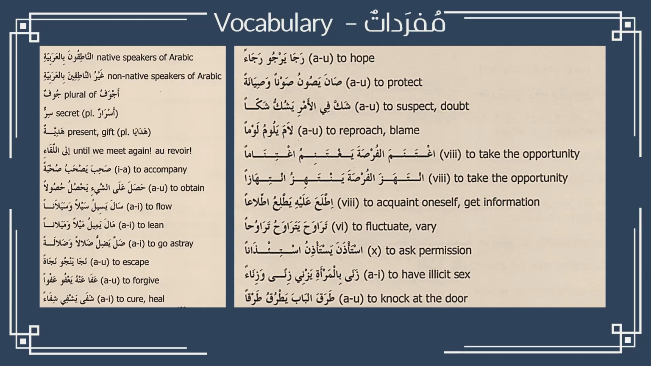Zana bil mar'ati yazni zina wa zina'an, to commit illicit sex, to commit zina. This word, in fact, the complete sentence actually means to commit zina with women. That's what the whole phrase means. Tarakal baba yatraku tarkan is to knock on the door, or the complete Arabic translation will be that he knocked on the door. So this is the entire sentence. Tarakal baba yatraku tarkan, he knocked on the door.